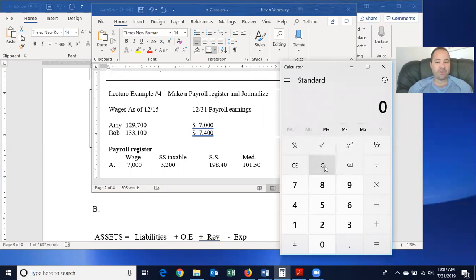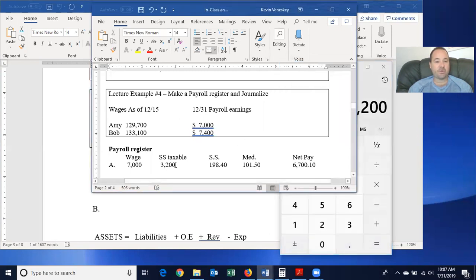So I know that only partial wages are going to be taxed. Now I want to forget this number, so I'm going to clear it. I want to take my top Social Security cap, and then simply subtract it from our current wages. That comes up with $3,200 that's left to be taxed. So 3,200 at 6.2%.